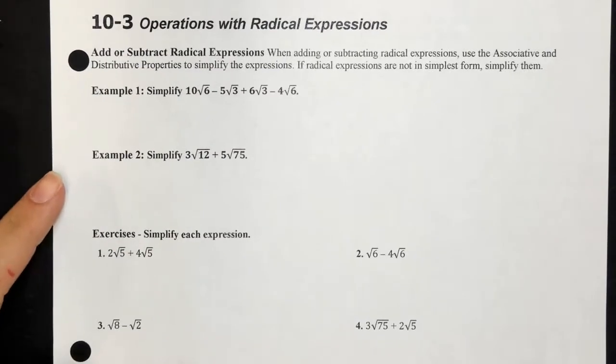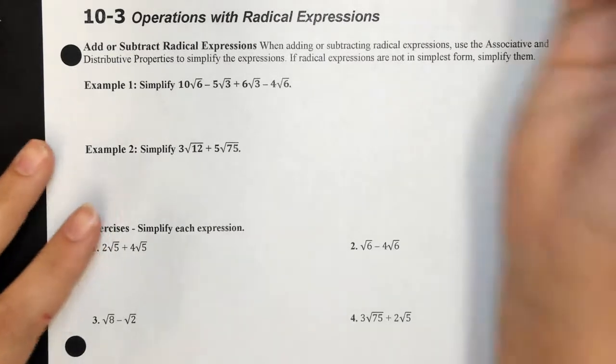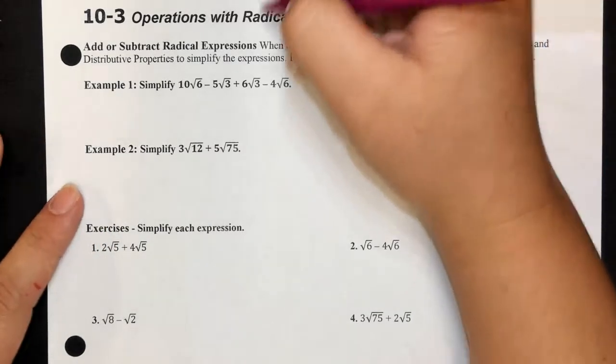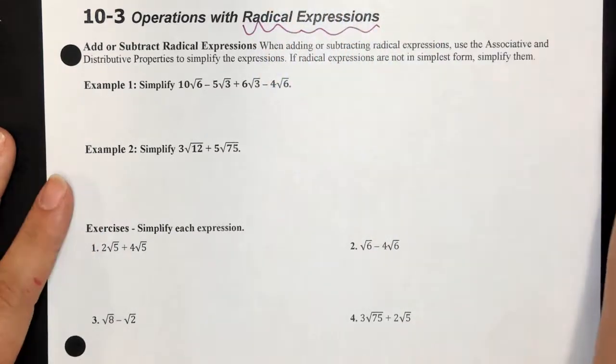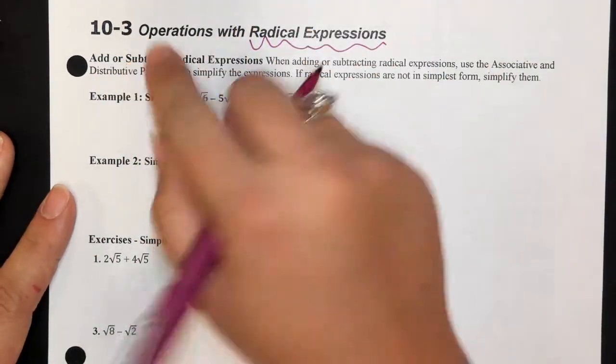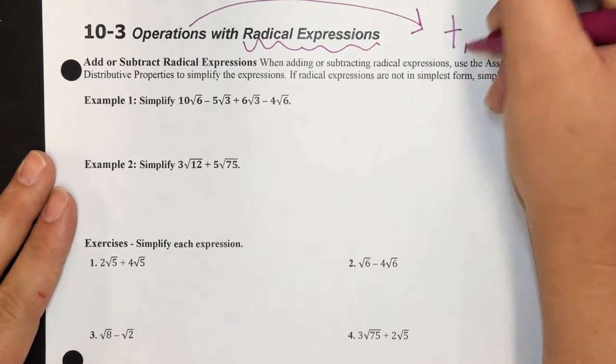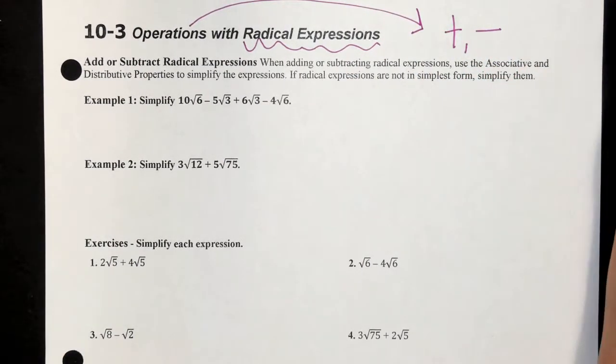Here is one of the last 3 lessons. What this means is we're going to take the radical expressions we've been learning how to do. So that's radical expressions, and we're going to learn how to use operations with them. Well, what does operations mean? We're going to learn how to add and subtract them.